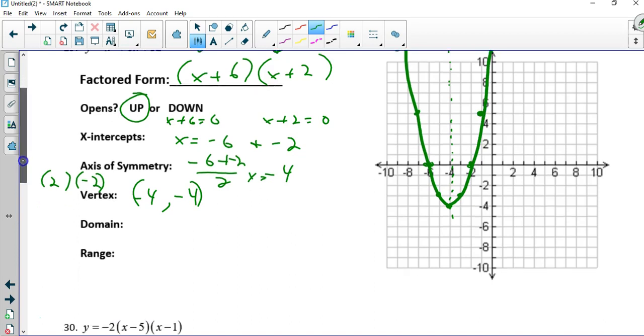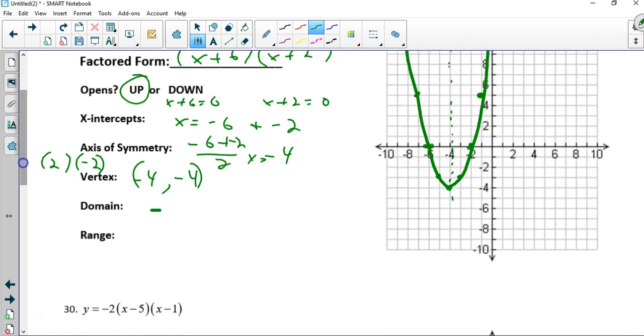Now the domain, well, that's left to right. It's going to keep going left, and it's going to keep going right. The range, how low does it go? Negative 4 with a bracket. How high does it go? Forever, infinity.